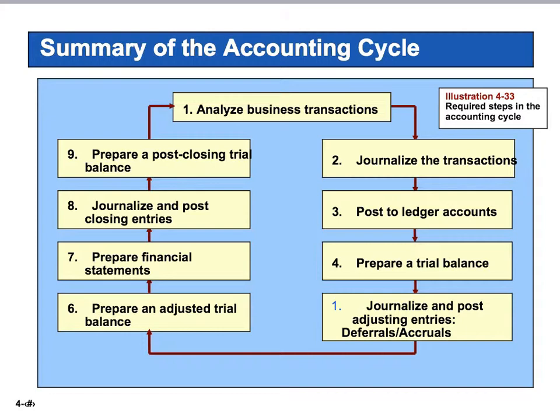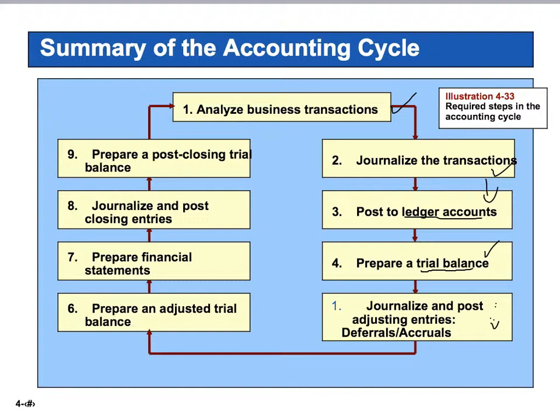Recall, we started off by analyzing business transactions. Then we looked at how we recorded them in chronological order in the general journal. Then we posted them to what was called the general ledger, to these ledger accounts. We prepared a trial balance, and that is a check to see if all the transactions that I have recorded in debits and credits are equal. And I have journalized those transactions for which there were source documents. However, there have been other things that have been going on that would not initiate a journal entry. These were accruals and deferred items.